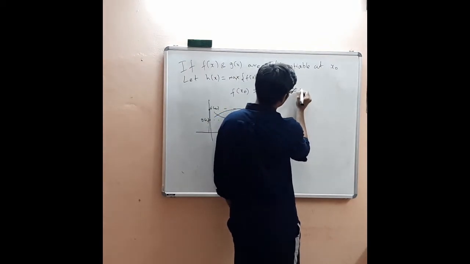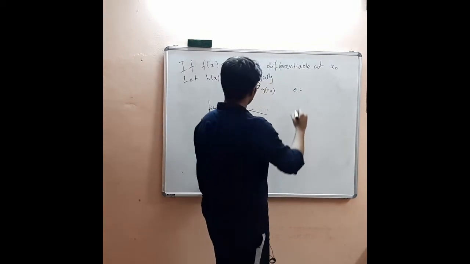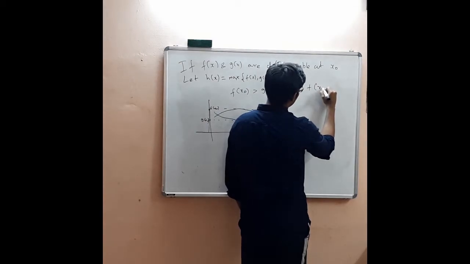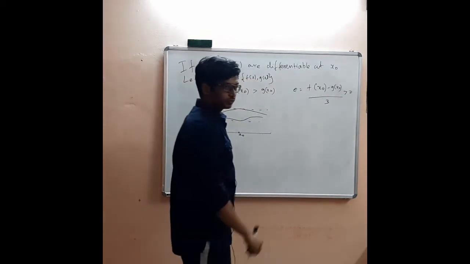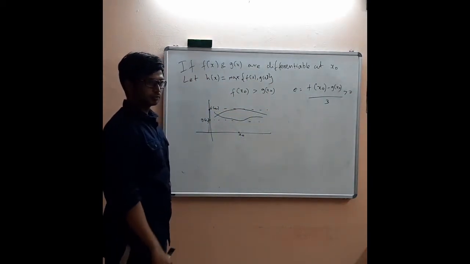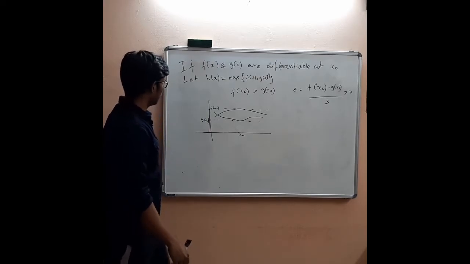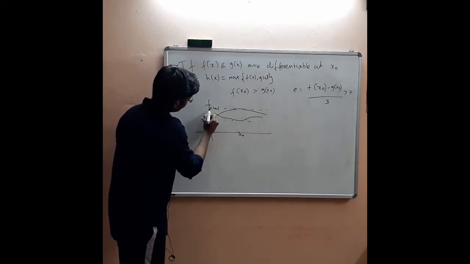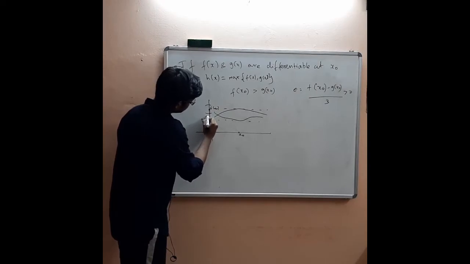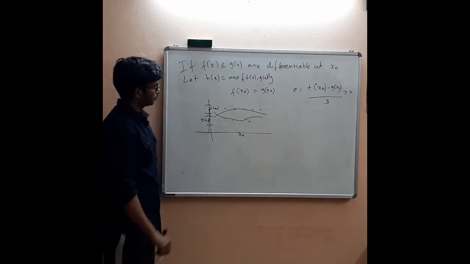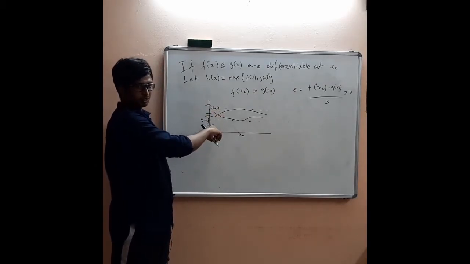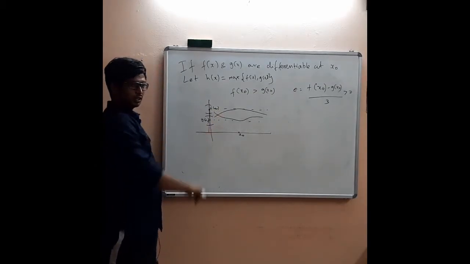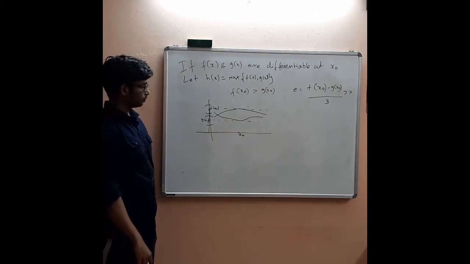I'm choosing epsilon equal to f of x0 minus g of x0 divided by 3. This number is greater than 0. I am going to think about this epsilon here: f of x0 plus epsilon, f of x0 minus epsilon. Similarly, this interval around g of x0 and f of x0.